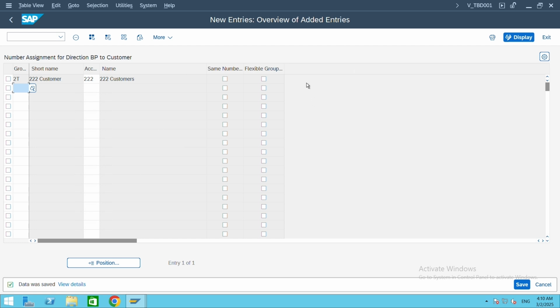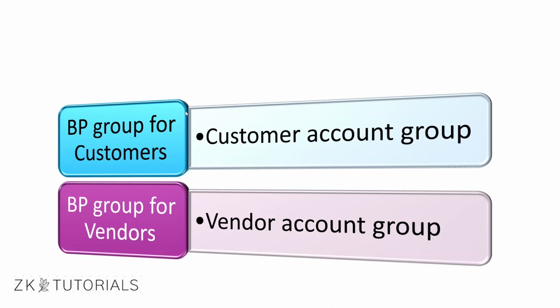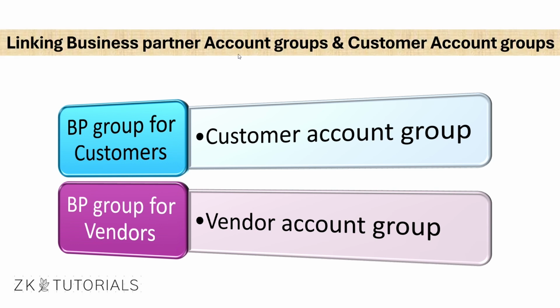And this is all about the configurations. Now we will create a customer. What we have done, we'll see. So this is what we have done. We have created a BP group for customers and assigned the customer account group. And in the next configuration, we will also create a BP group for vendors and assign the vendor account group to the BP group for vendors. So this is all about linking business partner account groups and customer account groups.